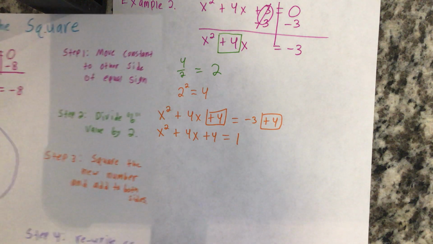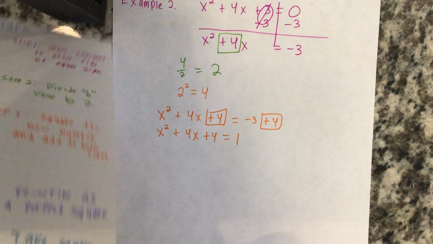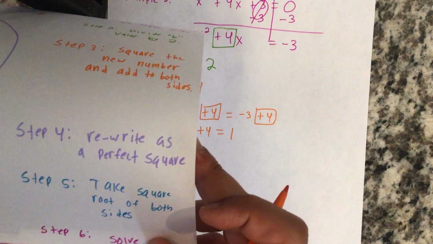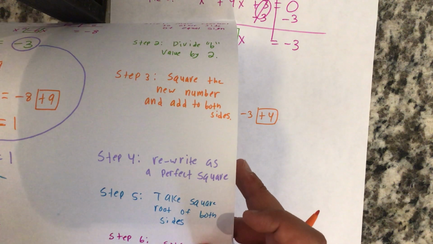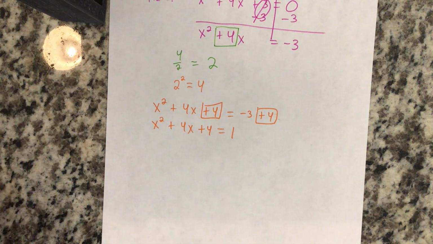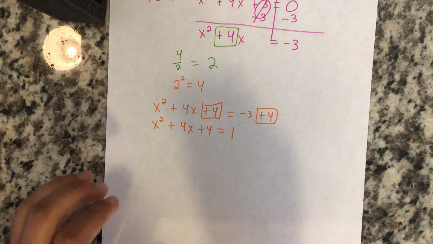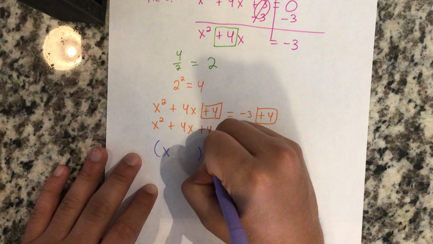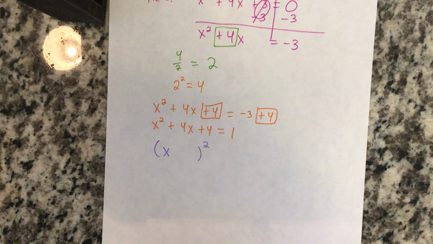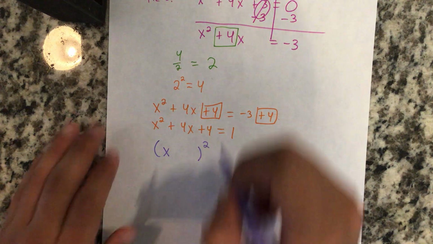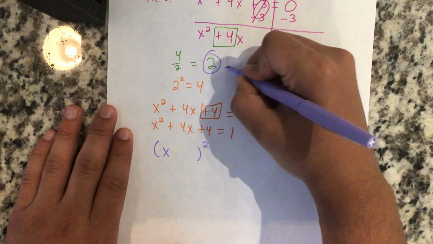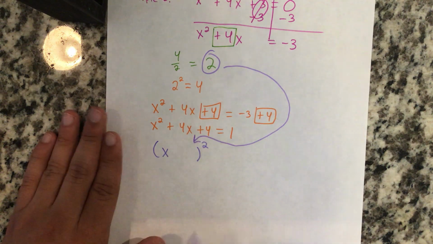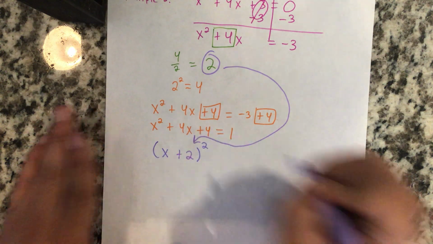Now let's go to step 4. We want to rewrite as a perfect square. So remember, this is how we do that. It's going to be x with some number in between, squared, right? And we get that number from step 2. We take this and we bring it all the way into here. So it's a positive 2, right? So it's x plus 2.